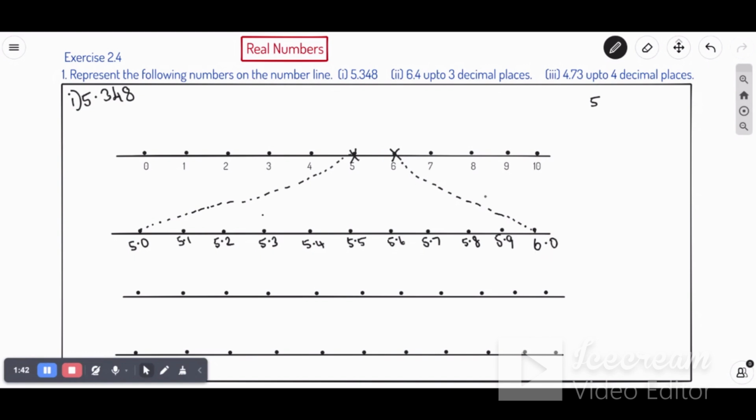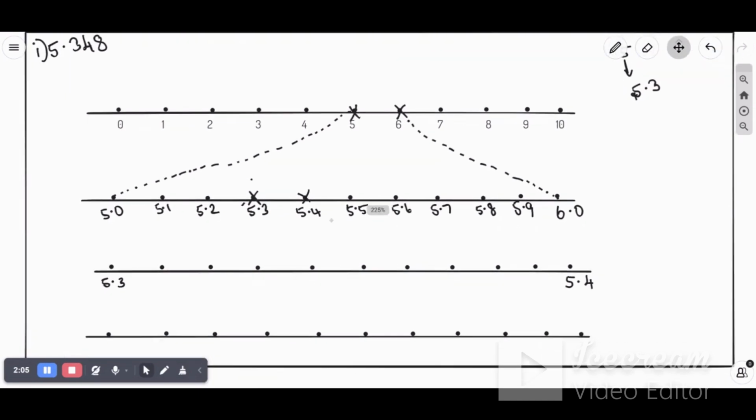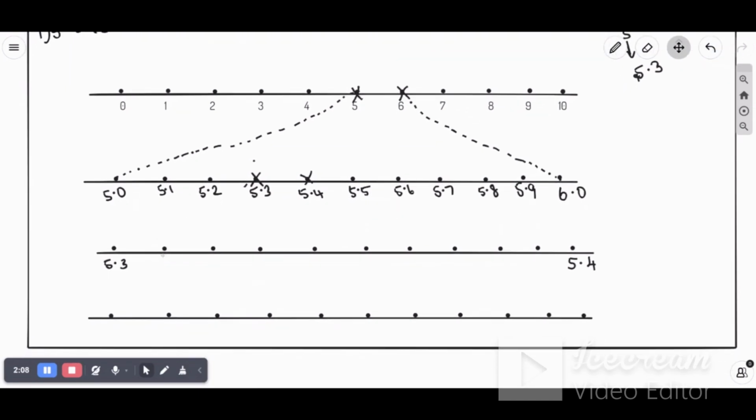Once you are done with this, we are moving to the next part. The next digit is 5.3. Mark your 5.3 and your next digit also. So what could be your next step? Yes, put this 5.3 over here and your 5.4 over here. Once you are done with this, you have to mark your numbers in between, which will be your 5.30, which is the same as 5.3, and your 5.40, which is the same as 5.4.